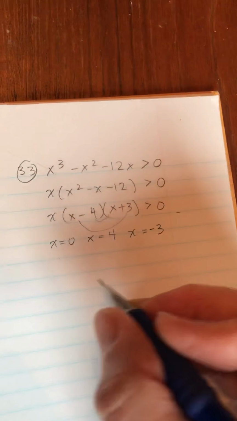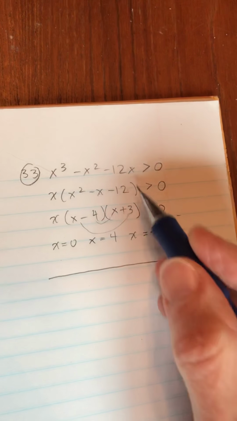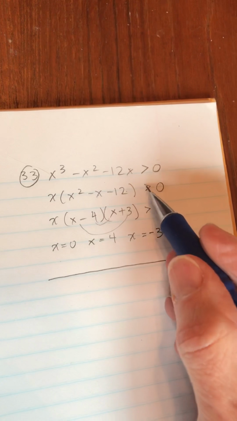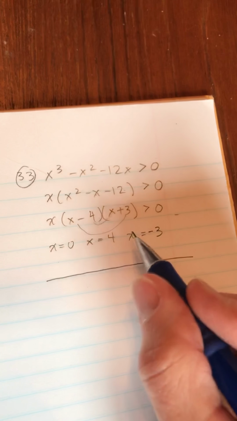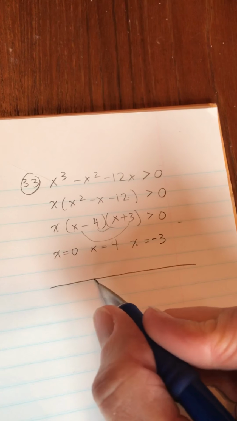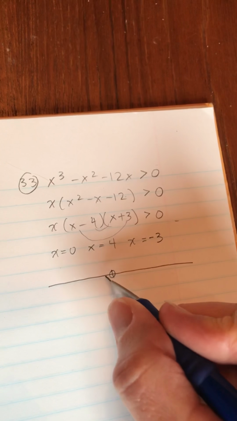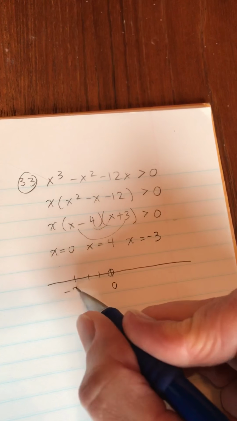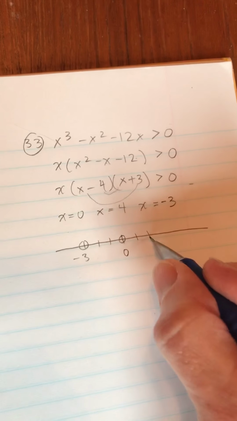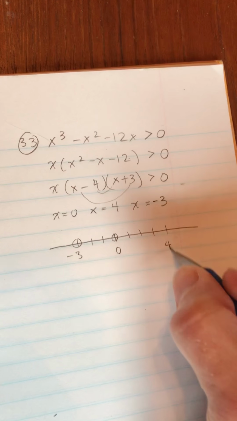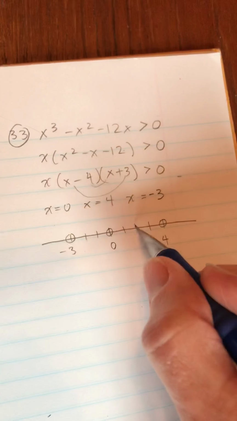0, 4, and -3. Now these are all not included because this is what we call a strict inequality. Strictly greater than does not include equals. So we do not want to include these values where it's equal. So we've got 0, and I'm going to show an open dot there. 1, 2, 3 is -3, open dot to show that's not included, although we get infinitely close to it. And then 4, not included. So now we actually have 4 intervals to check.